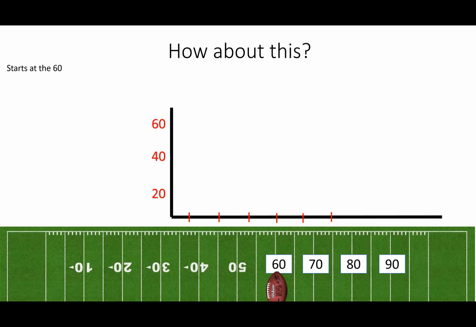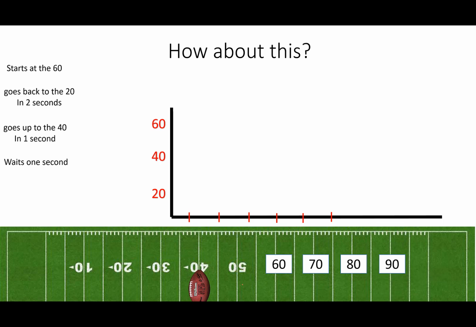What about this? It starts at the 60. But then over the course of 2 seconds, it goes back to the 20. Then, a second later, it's at the 40, moved up smoothly. Then, it waits a second. Nothing happens for a second. Then, it goes up all the way back to the 60 in 2 seconds. What would this look like? This seems more complicated, doesn't it?